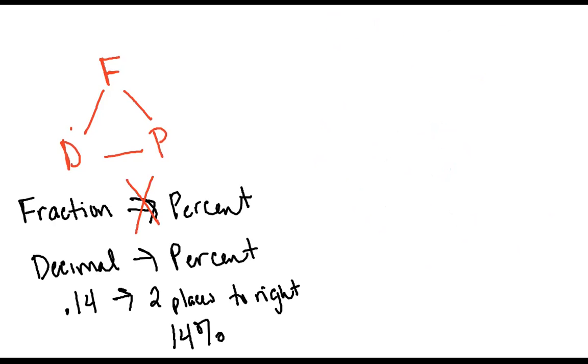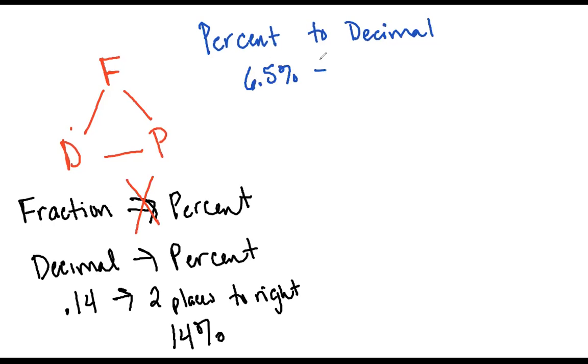Okay, so now let's do percent to decimal. In order to turn a percent into a decimal, I just go back the other way. So I'll go 2 places to the left. So if I have 6.5%, I have to go 2 places to the left, and I'll have 0.065 to turn that percent into a decimal.